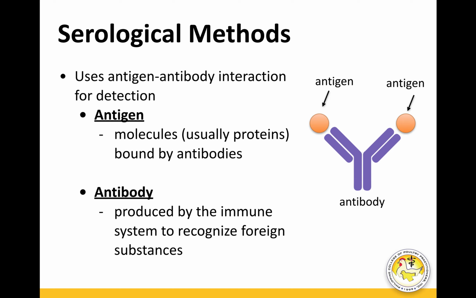For the serological, we are using the antigen-antibody interaction as a way to detect either the antigen, which is the target and is usually a protein, or the antibody, so the immune response that is produced when a pathogen infects an animal. In the schematic here on your right, the orange circles are the antigen, and the antibodies are typically diagrammed as a Y-shaped molecule.